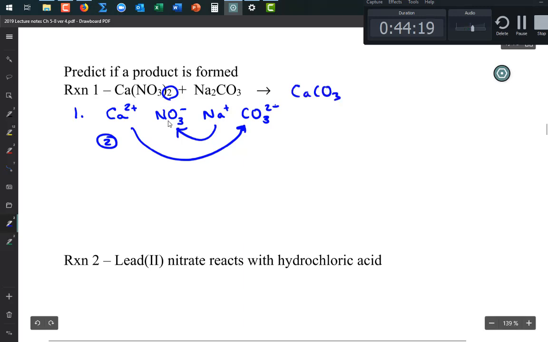And for the sodium and the nitrate, what's going to happen? It's one sodium and one nitrate. That's all I need. So it'll be NaNO3.